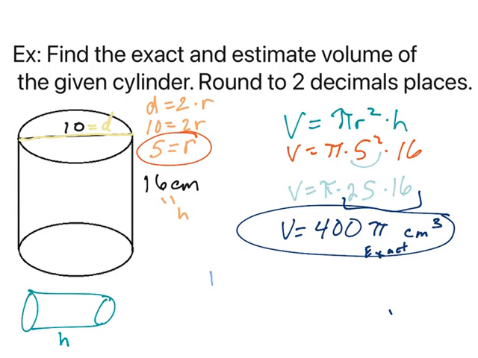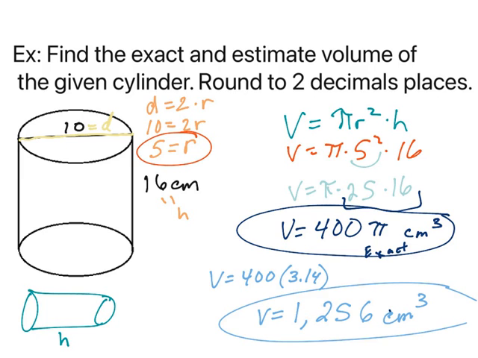Now if we want our estimated answer, we take 400 and instead of the pi symbol, we substitute in 3.14. So when I multiply 400 times 3.14, I get 1,256 cubic centimeters. That one I didn't even have to round because it just comes out nicely. And that is finding volume of cylinders.